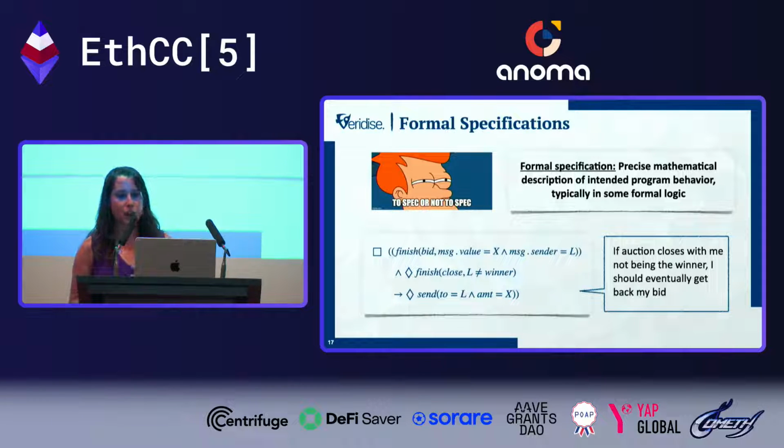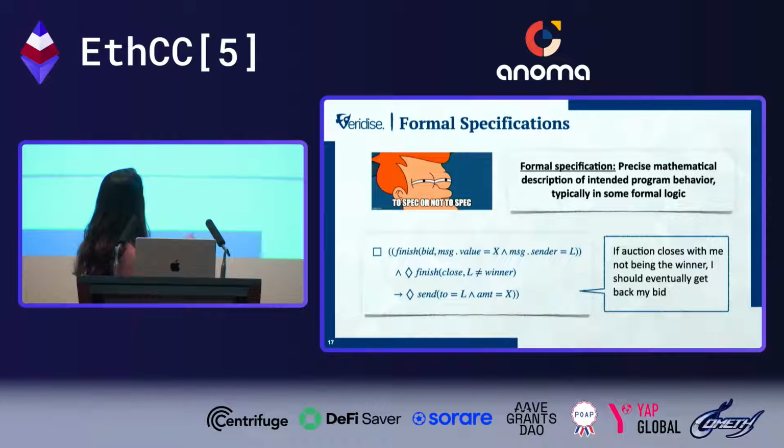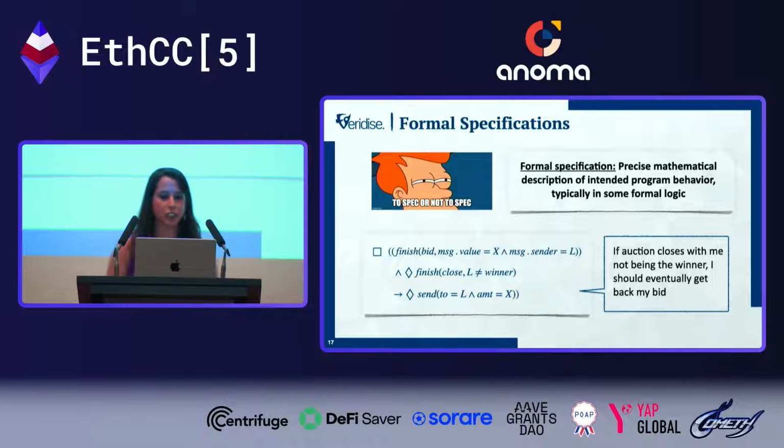As a quick example, let's say you have a DeFi protocol that's implementing an auction. One of the properties that you might care about in an auction is: if the auction closes and I'm not the winner of the auction, I should naturally expect to get my bid back, right? So if you want to get strong guarantees using static analysis, you need to formally express this property. Here on this slide, you see a formalization of this property in a logic called linear temporal logic. This box over here means always, this diamond means eventually, and it's saying if the auction has closed and I'm not the winner of the auction, then eventually I'm going to be sent exactly the amount of money that I initially bid. So that's a formal specification of this intuitive English property.